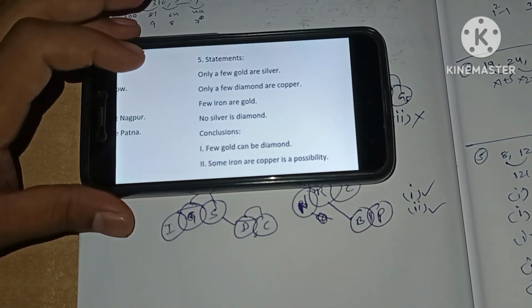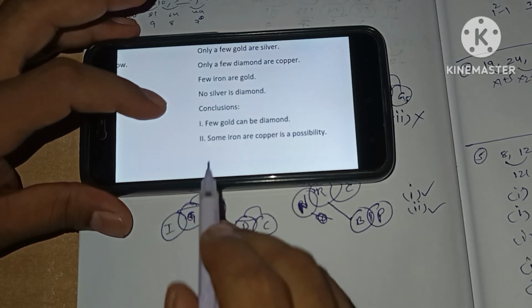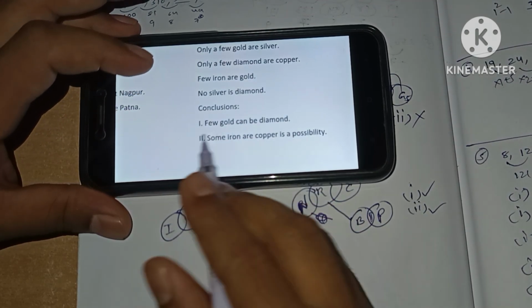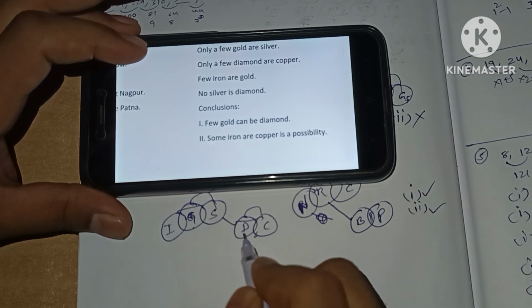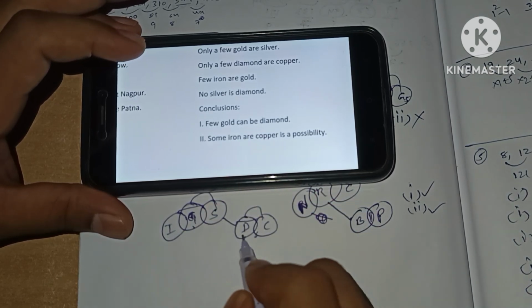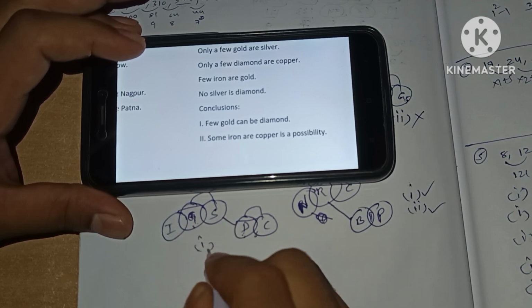Let's see the conclusions. Few gold can be diamond, means some gold can be diamond. This is gold and this is diamond. Can means possible diagram. We can share some part with S and D and G. So the first conclusion will be true.